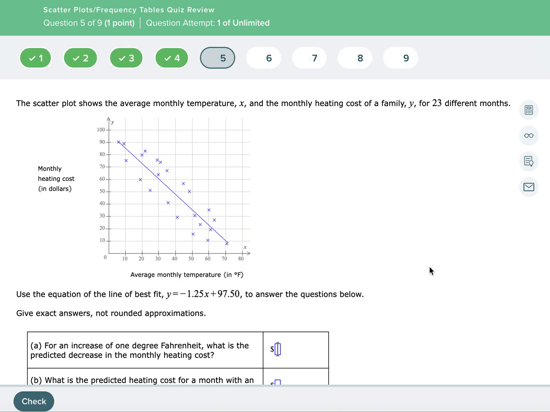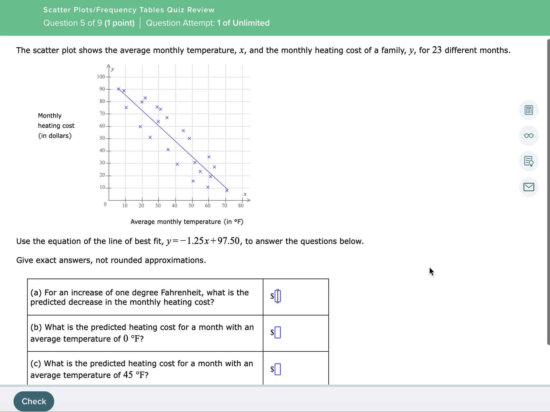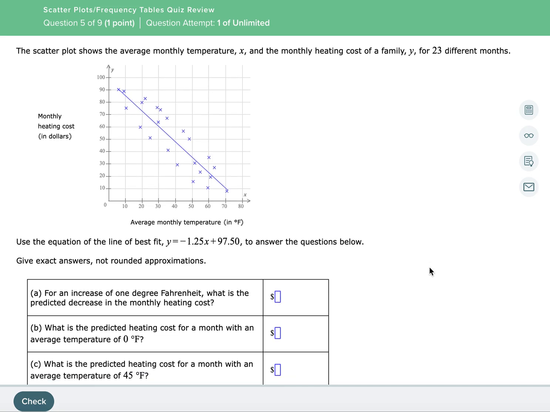I remember going through this in class, and it tended to give people a little more difficult of a time. But it's just a matter of trying to reason this out. So we've got another scatter plot. It's comparing average monthly temperature in Fahrenheit degrees, which is what we use here for the most part, compared to monthly heating costs.